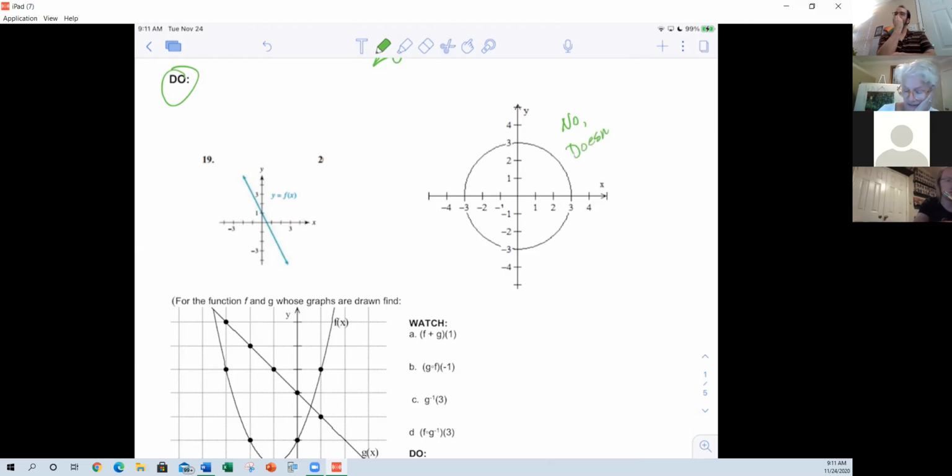You're exactly right. But when we're talking about inverse functions, we're looking at the horizontal line test. Normally, I wouldn't give you a circle because that's not even a function.